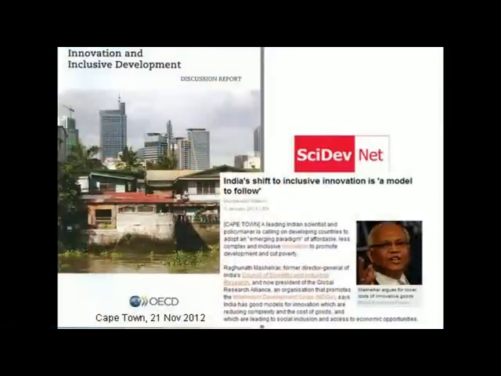OECD, they had in Cape Town, 21st November 2012, Innovation and Inclusive Development. So it was Inclusive Innovation, basically a conference. You might look at OECD as kind of a rich man's club. Why are they interested in this? Because they are seeing that to create a better world, at the end, you have to have inclusive growth. And for accelerated inclusive growth, you must have inclusive innovation.